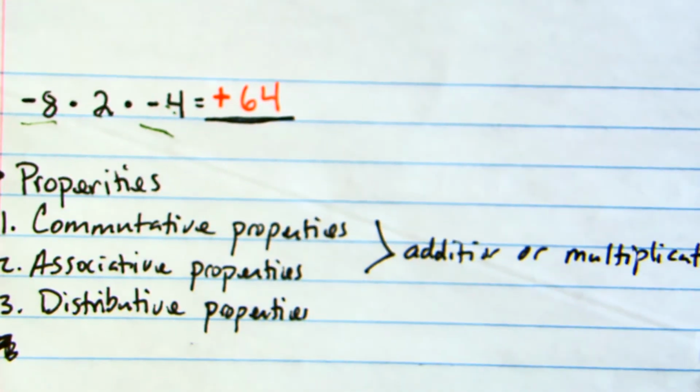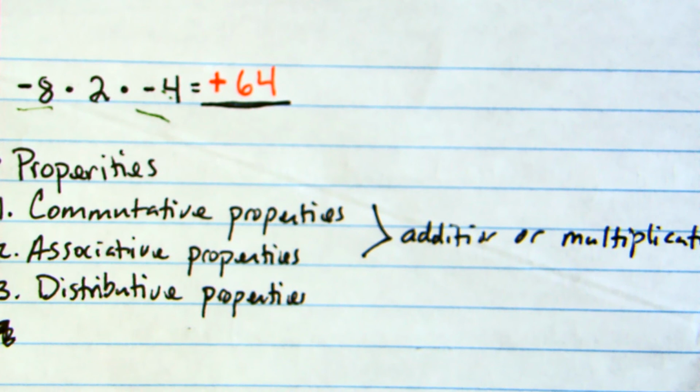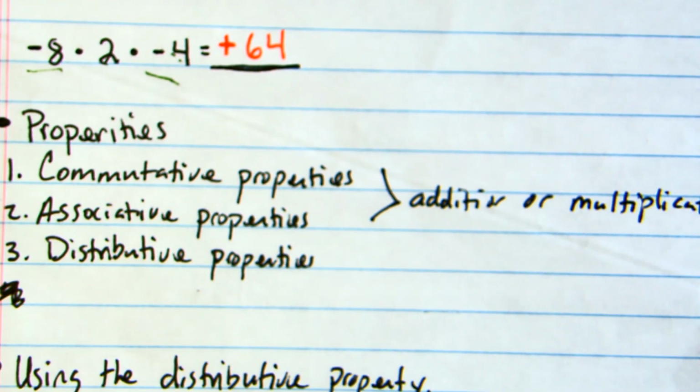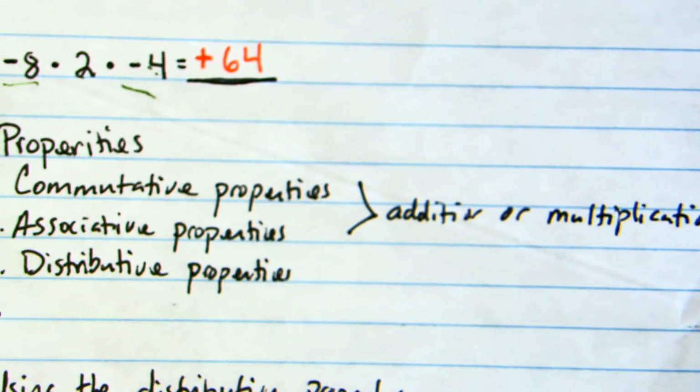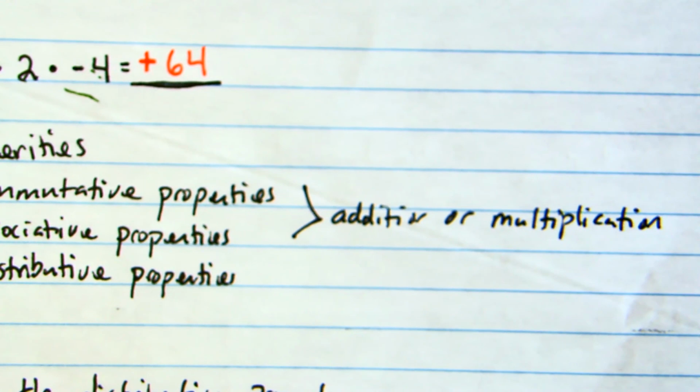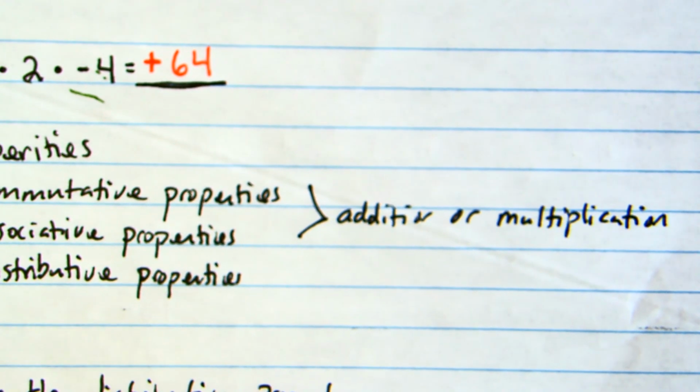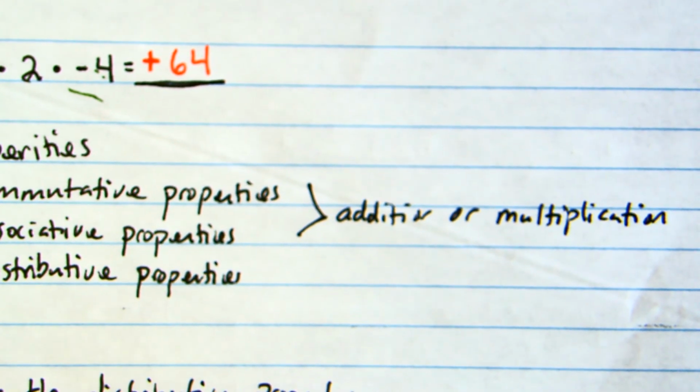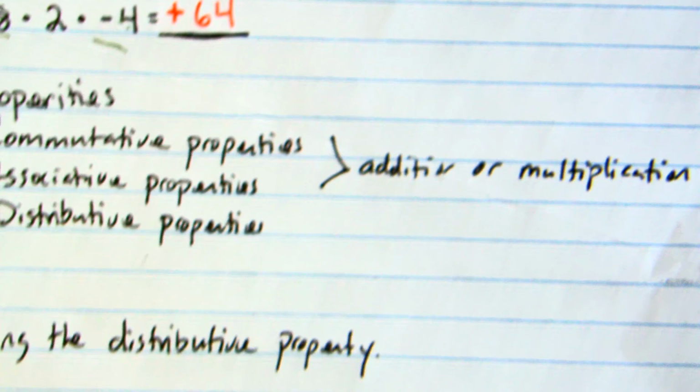The three properties that we need to know are the commutative property, the associative property, and the distributive property. Commutative and associative can be both addition or multiplication. Important properties to know. This will be matching basically on your test.